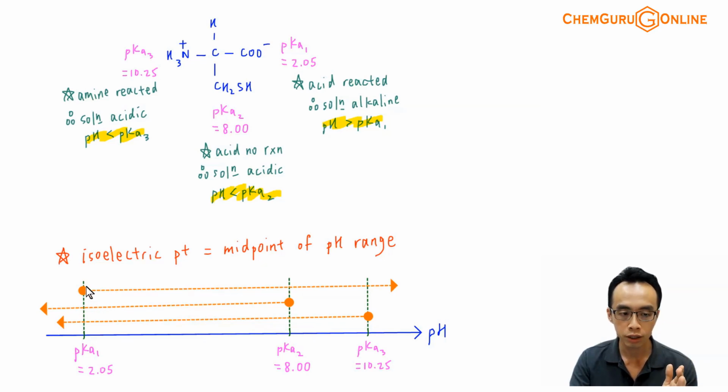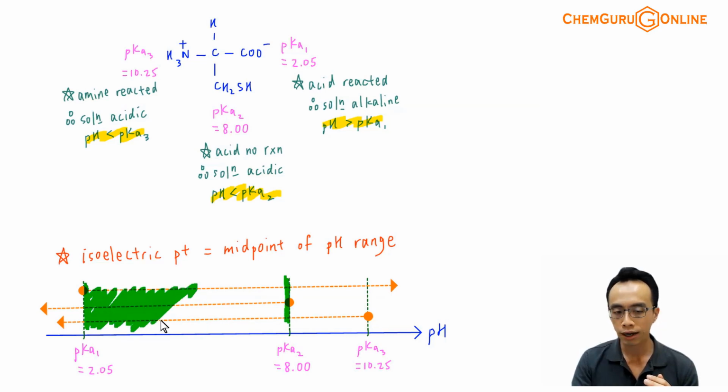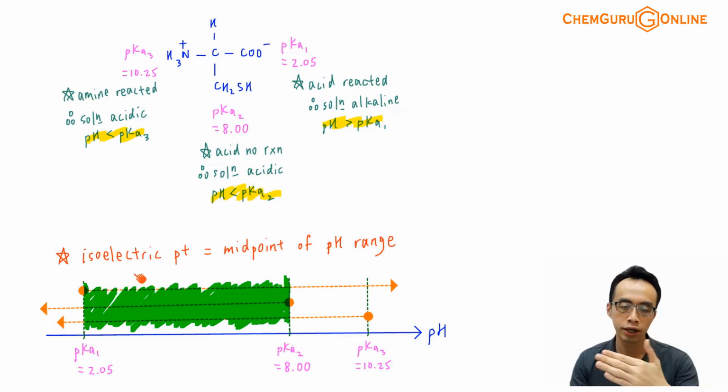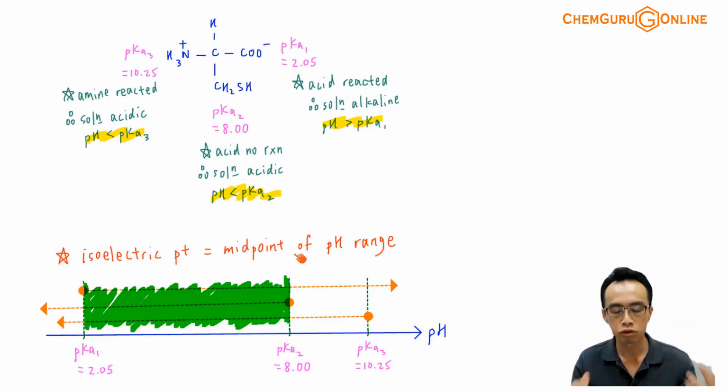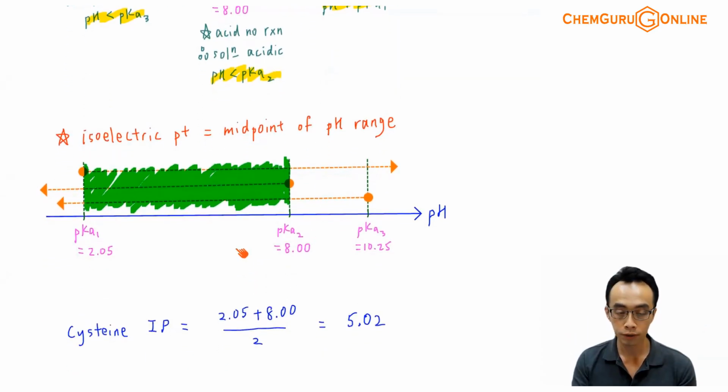You notice it is between 2.05 and 8.00. This highlighted region here is where all of them are consistent. Your pH is bigger than pKa1, smaller than pKa2, smaller than pKa3. So the pH range where your amino acid will exist predominantly as my Zwitterion, that means the major species will be my Zwitterion, is this range here, 2.05 to 8.00. And if I want to calculate the isoelectric point, the pH where your amino acid will exist as Zwitterion 100%, it will just be the midpoint of this pH range.